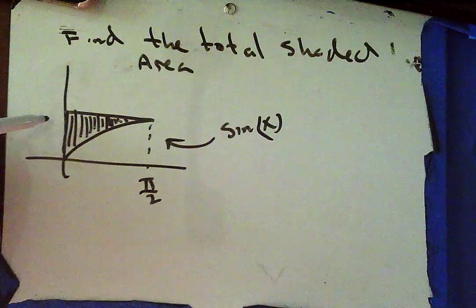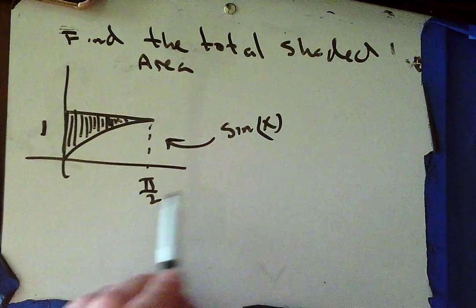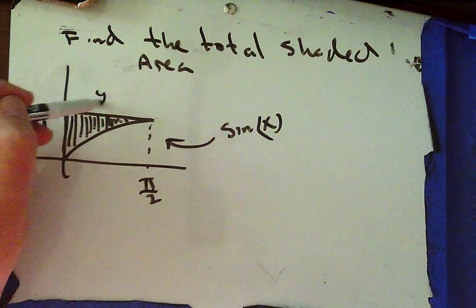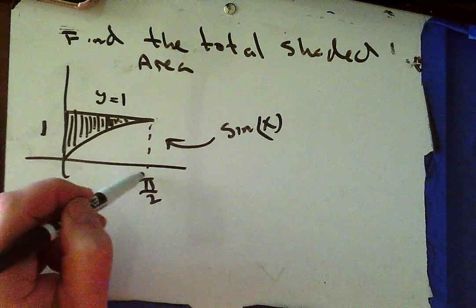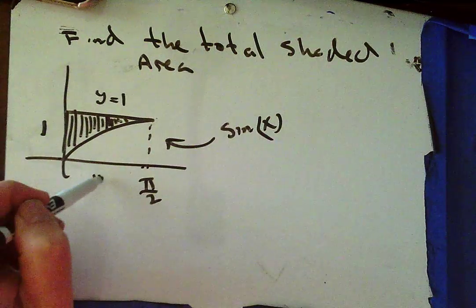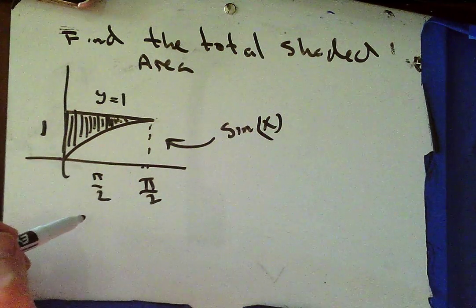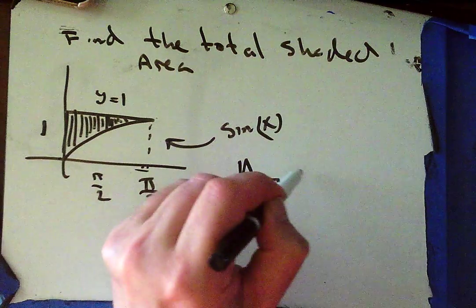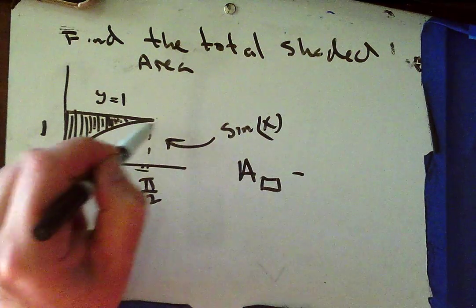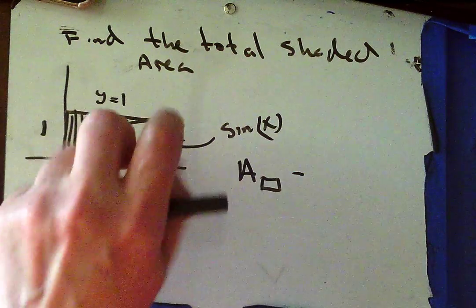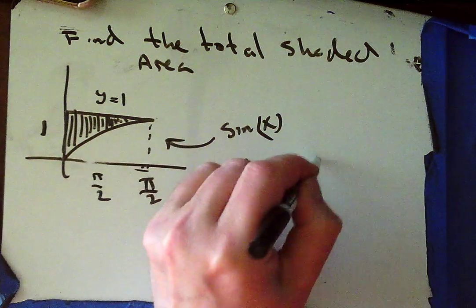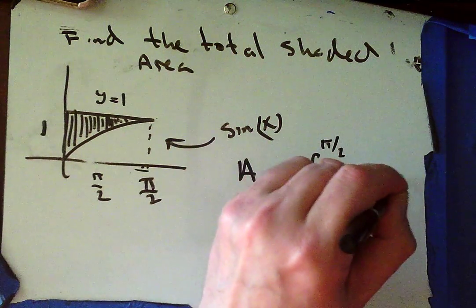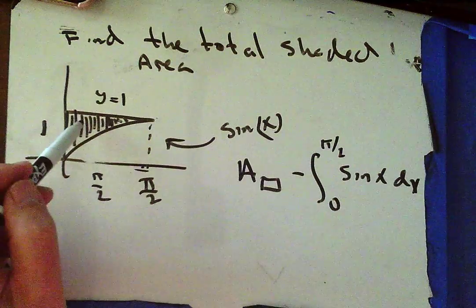So the way I don't like to do this is to find the area of this rectangle whose height is 1. And I know that because when I put a pi over 2 in there, the sine of pi over 2 is 1. So this line must equal 1. And I know that this length goes from 0 to pi over 2. So this is pi over 2. And so I can think about this as this big rectangle, area of the rectangle, minus this down here. If I have this big rectangle and I take away this much area, which happens to be the integral from 0 to pi over 2 of sine x dx, that will be this shaded area.